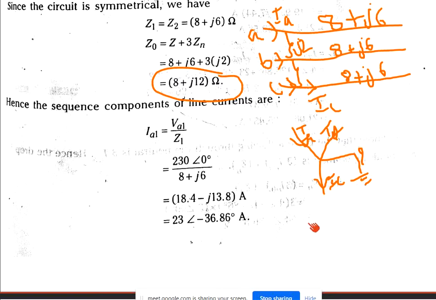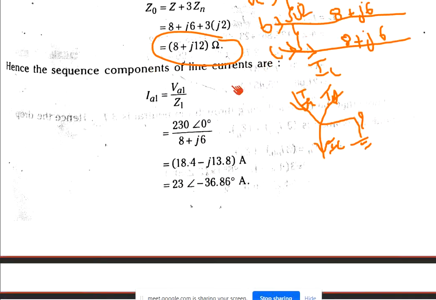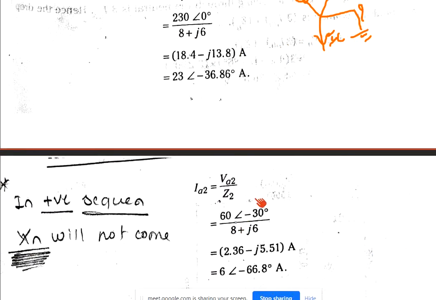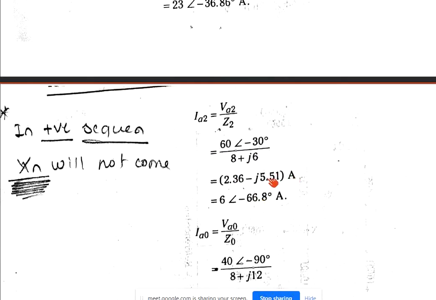Yes, sir. How will we find IA2? IA2 equals VA2 by Z2. VA2 had been given in the question. It is 60 at an angle minus 30, and Z2 is also equal to Z1 since it is symmetrical. So VA2 by Z2, after simplification 60 at an angle minus 38 plus j6, you will get 2.36. Finally I will get 6 at an angle minus 66.8.